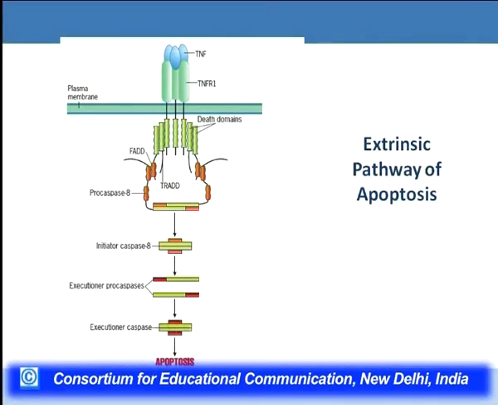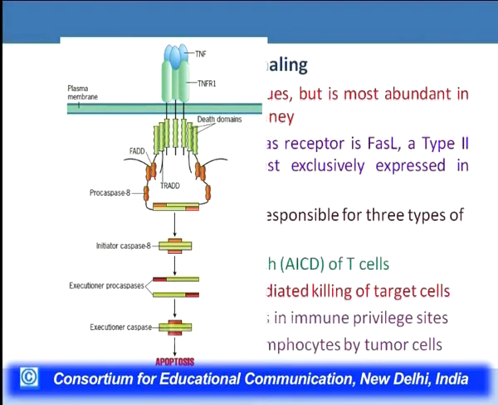Now this particular panel shows how that occurs. There is a specific binding of TNF to TNFR1, and that leads to activation of pro-caspase 8 by formation of a tetramer, and this pro-caspase 8 is then activated, which then activates executioner pro-caspases, and then it leads to apoptosis or death of the specific cell.